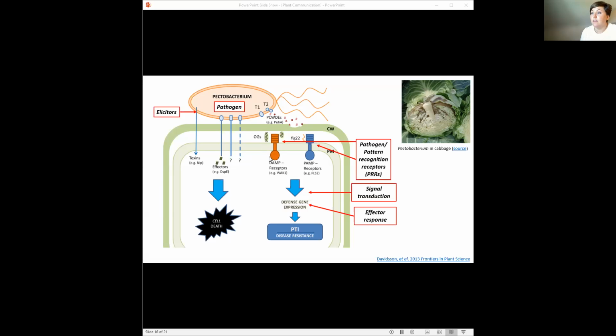The pathogen we're looking at here specifically is a bacterium called Pectobacterium, which is a common plant pathogen that can devastate agricultural crops. So you can see what it has done here to this head of cabbage. What happens is Pectobacterium creates elicitors that are toxic, and this can lead to the death of this plant cell, which is what those brown spots are. They're dead cells.